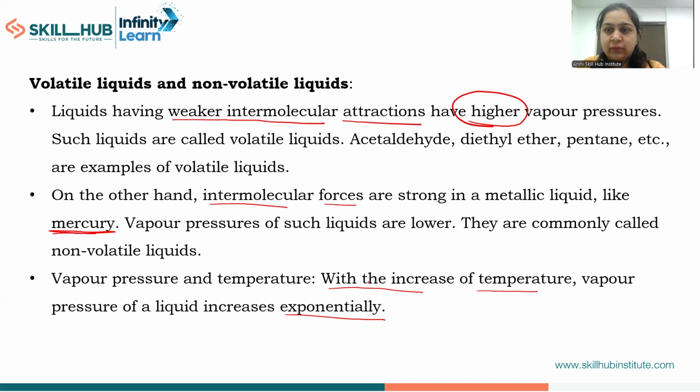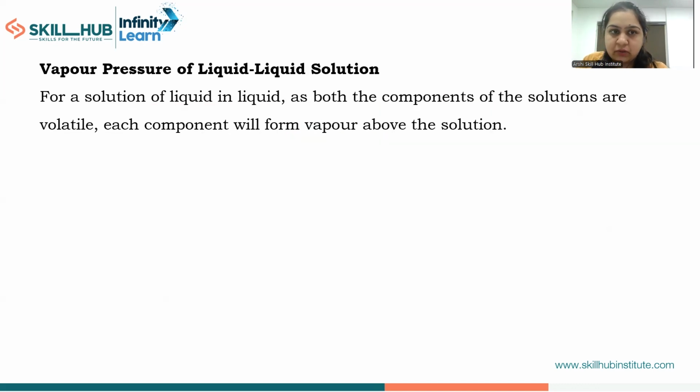So now we will be talking about what if I mix two volatile liquids. That is what we are going to talk about, the vapor pressure of liquid-liquid solution. What do I mean by liquid-liquid solution? I am taking two liquids, both of which are going to be volatile in nature. What do I mean by volatile in nature? Both of them are going to form vapors, or both of them are going to evaporate at lower temperatures only.